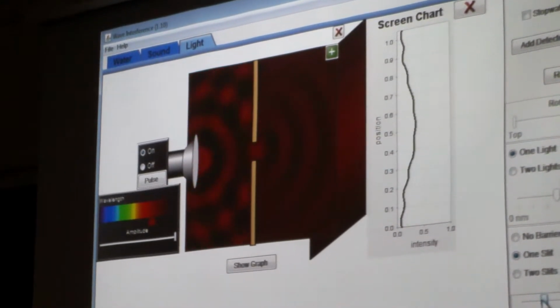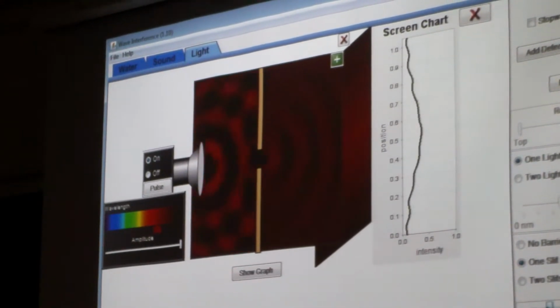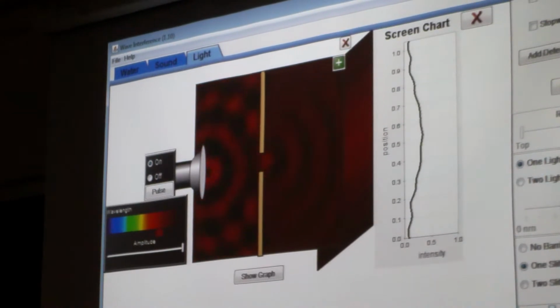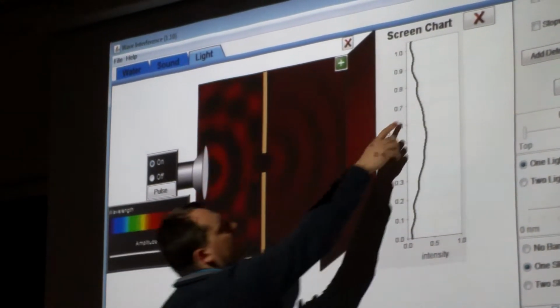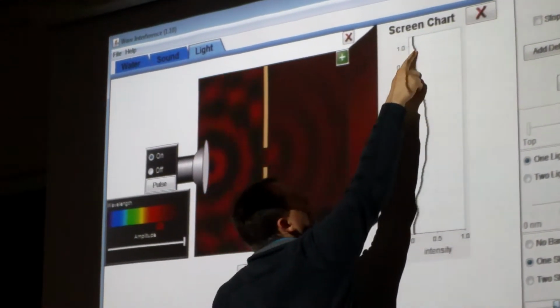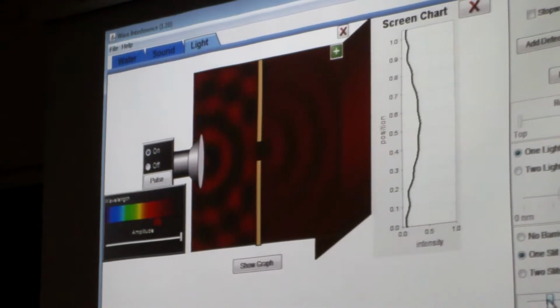Are you seeing the pattern you expected to see? There's a peak in the middle, and there's like a low bit, another peak, and a low bit, and a peak, and a low bit. Is that what you expected? It's like an interference pattern of some kind, right?